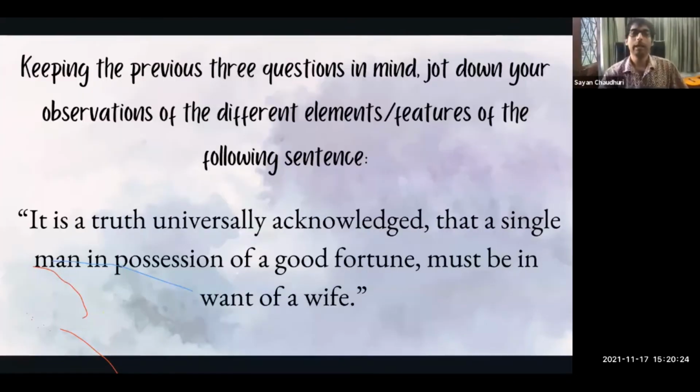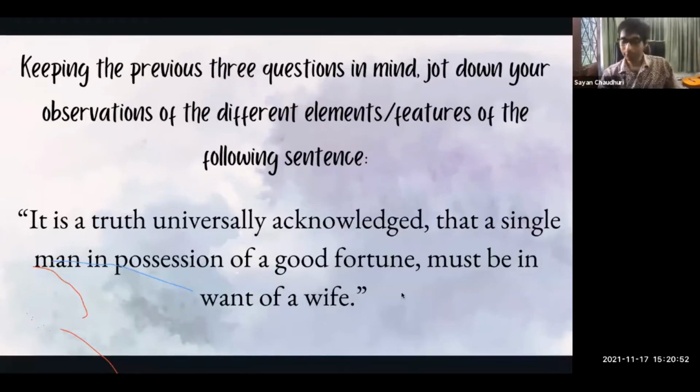Now, let's quickly do this exercise and then we'll take a short break. Keeping the previous three questions in mind, jot down your observations of the different elements of the following sentence, right? "It is a truth universally acknowledged that a single man in possession of a good fortune must be in want of a wife." This is a very famous sentence from a novel that some of you have read, I'm sure.